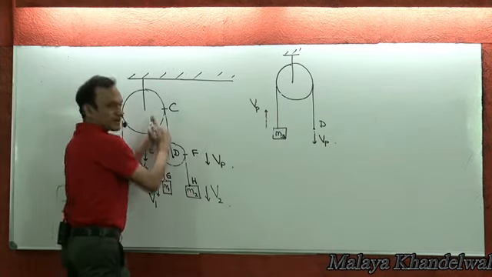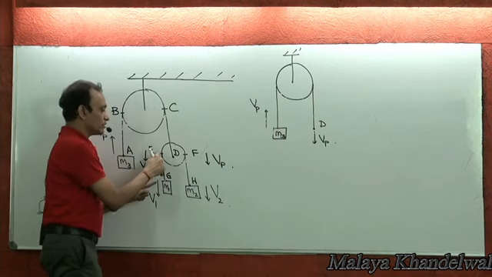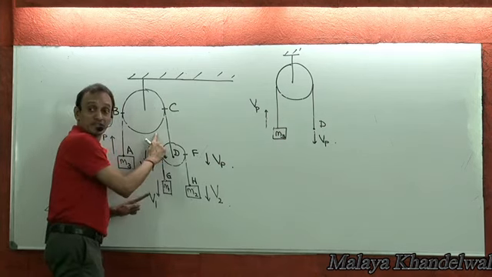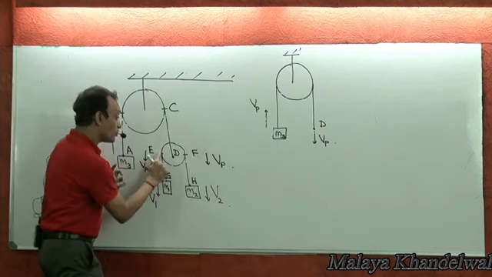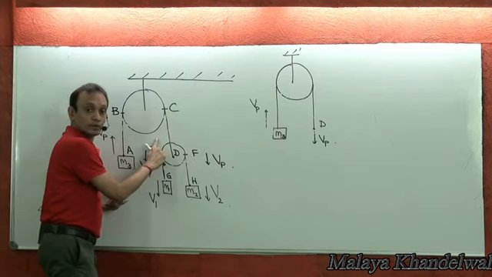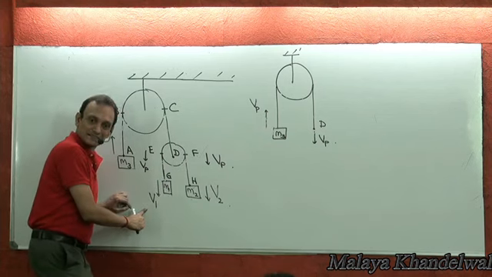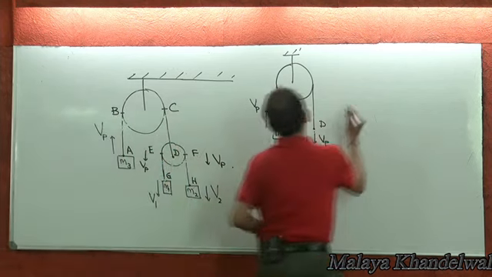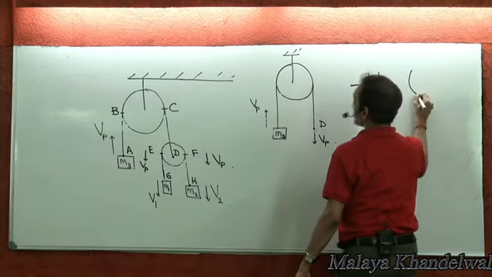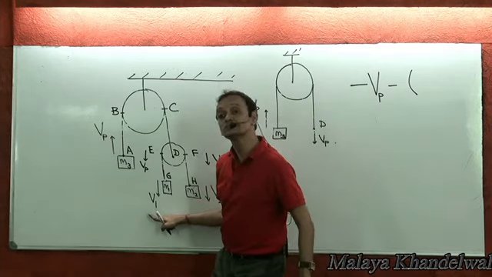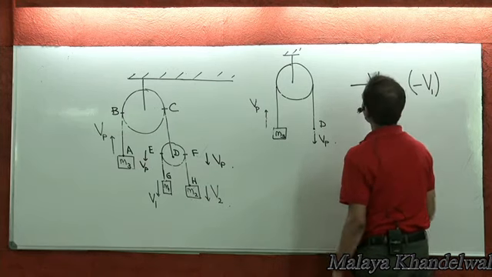So, let me go in this direction. G to E. This is my final point, this is my initial point. Velocity of final point in the direction of traversal minus velocity of initial point in the direction of traversal, right, Pratham? Velocity of E in this direction is what? Minus Vp. Velocity of G in this direction is minus V1. So velocity of E in the direction of traversal is minus Vp, minus velocity of G in this direction, which is minus V1. Right?